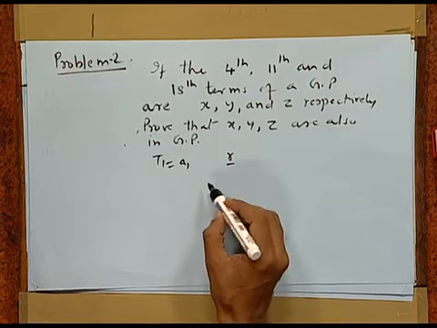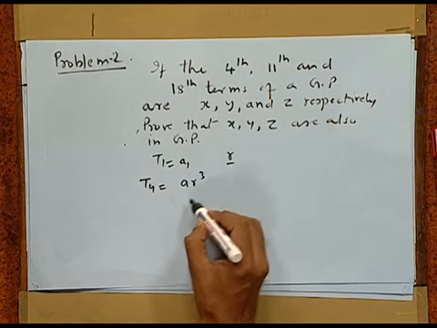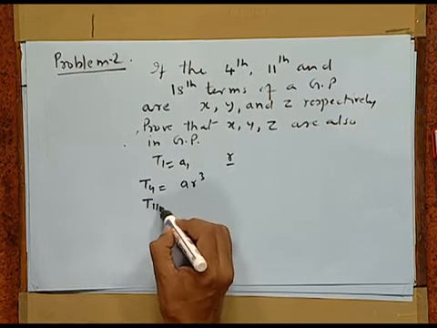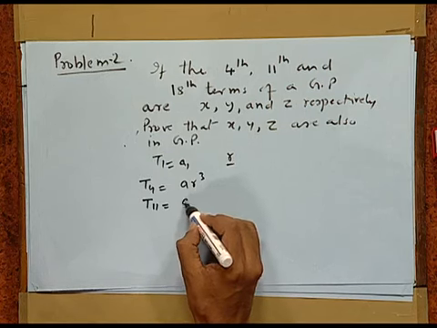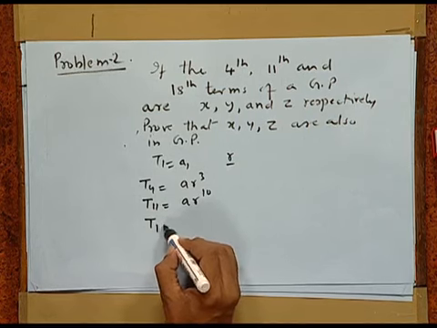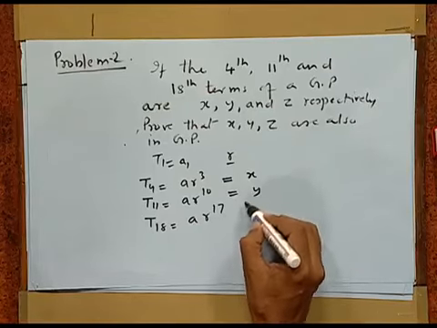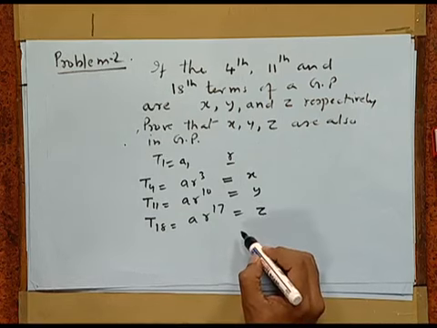So, as per condition, we have T4 is AR cube, T11 is equal to AR power 10 and T18 is AR raised to power 17, and this is given to be x, y and z. We have to show that x, y, z are also in GP. To show that, we require to show that y upon x is same as z upon y.